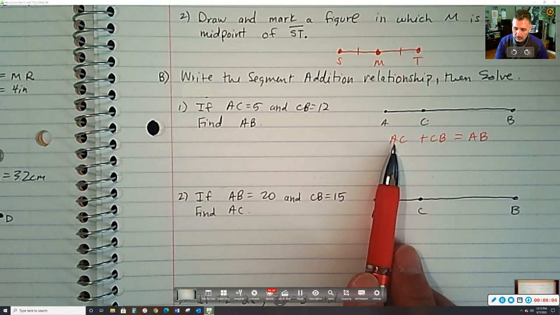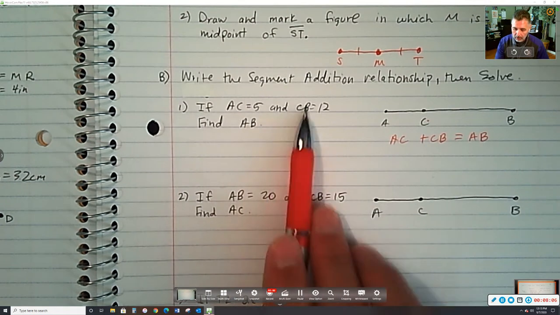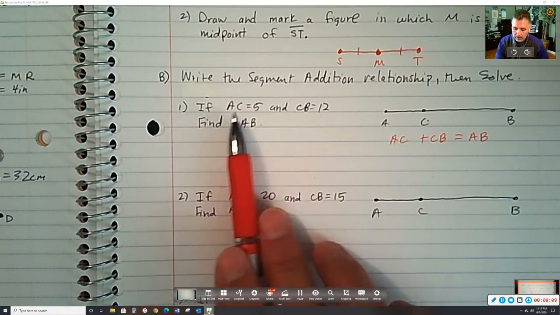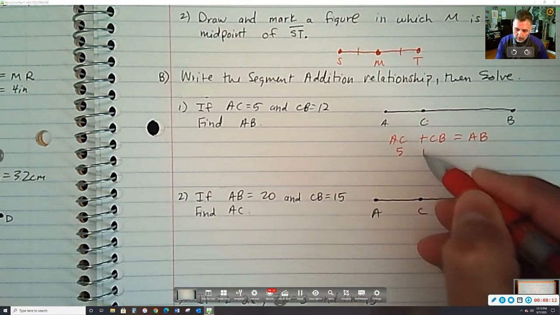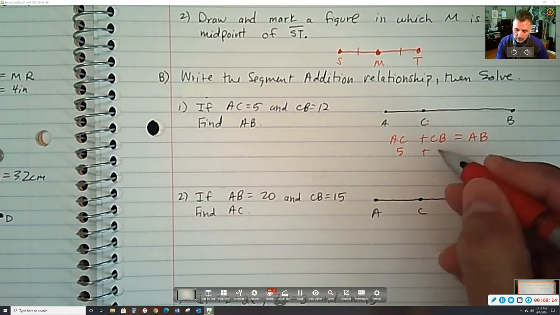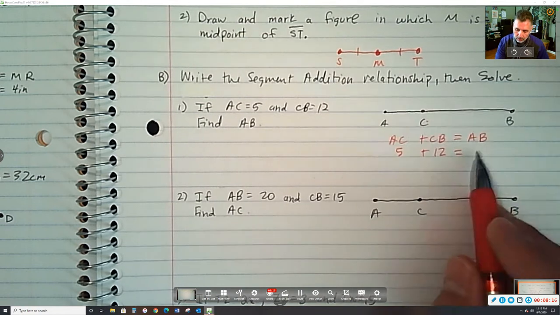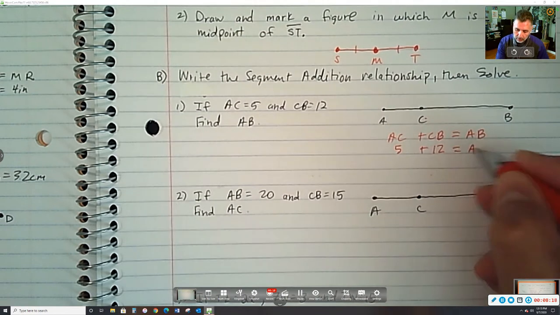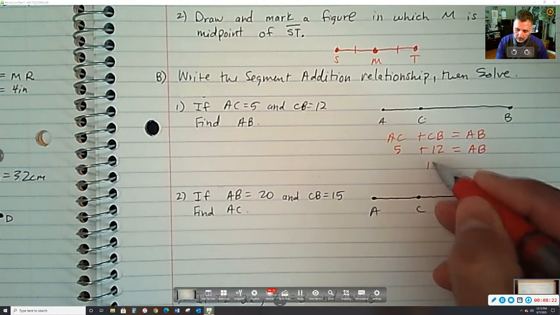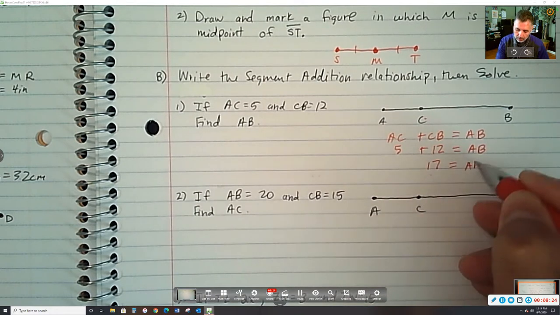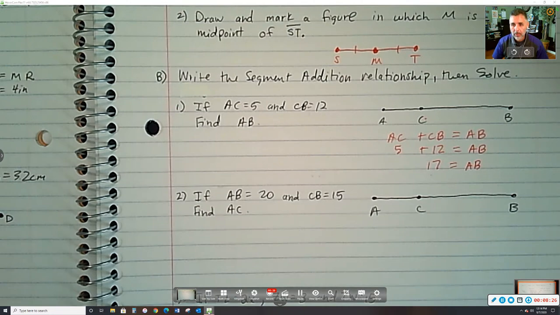I wrote it. Now I'm going to substitute what I know to figure out what's left over. AC is 5, so I put a 5 here. CB is 12. AB I don't know. So then I can just add 5 plus 12. That's 17. There you go. We figured out what AB is. AB is 17.